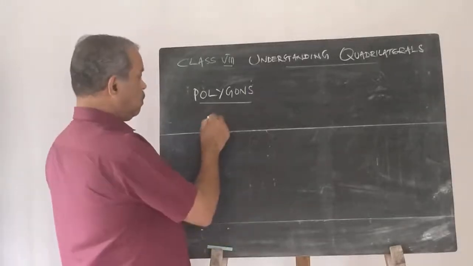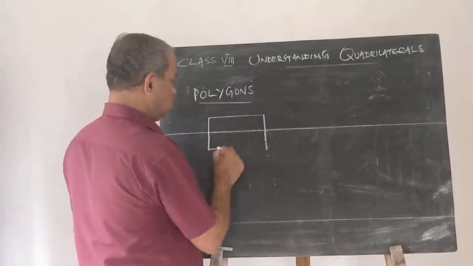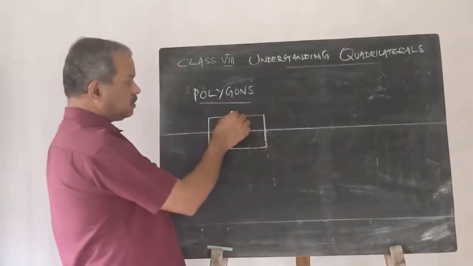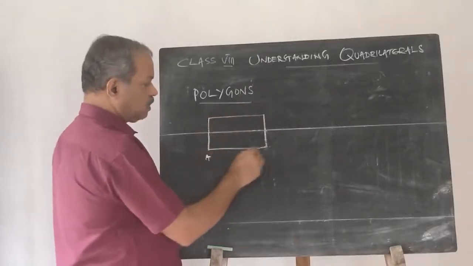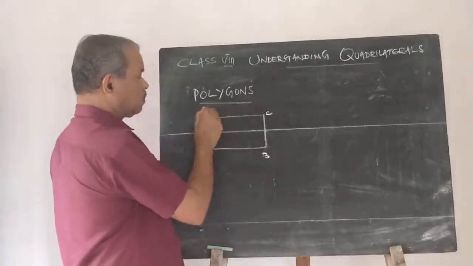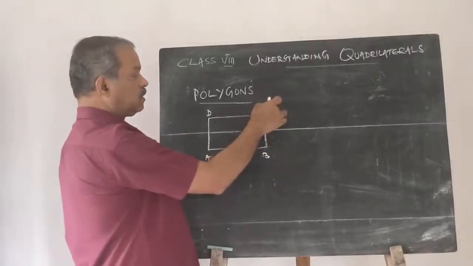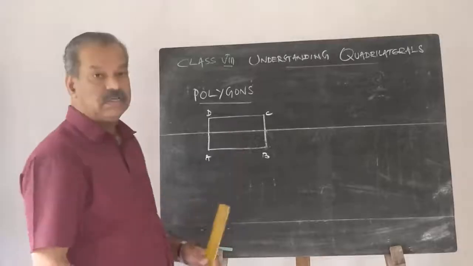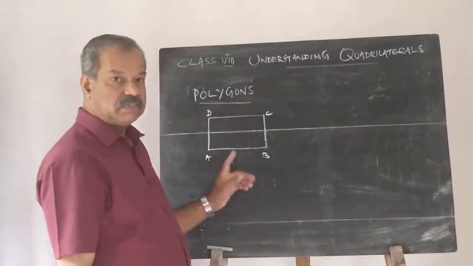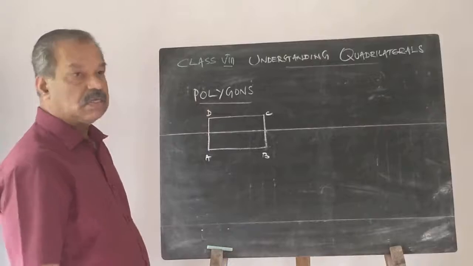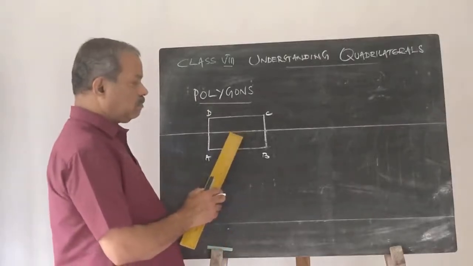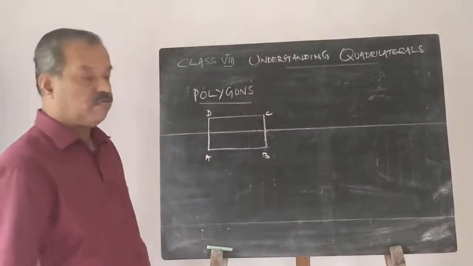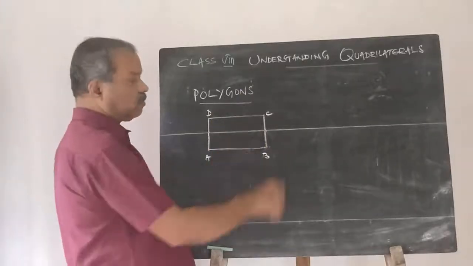For example, this is a simple closed curve made up of only line segments A, B, C, D. AB line segment, BC line segment, CD line segment, AD line segment. It is a simple curve which is closed. Such a shape is called a quadrilateral. Quadrilateral. Four-sided polygon.